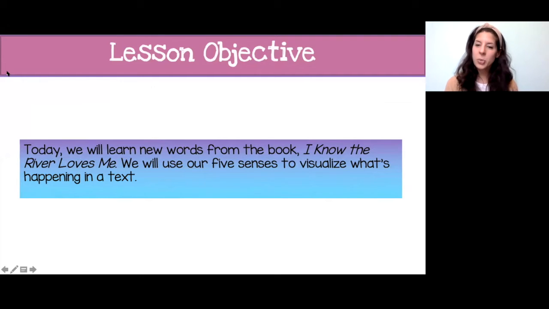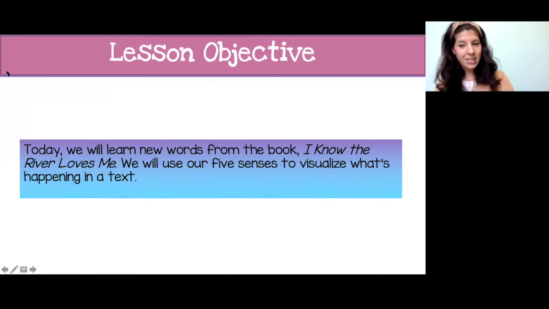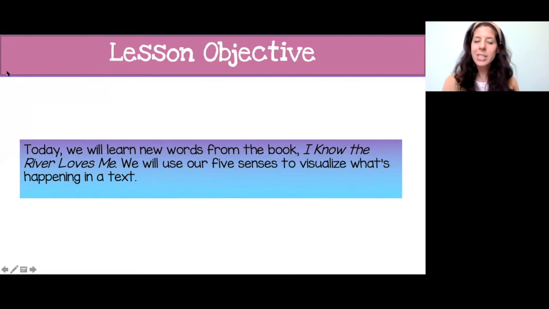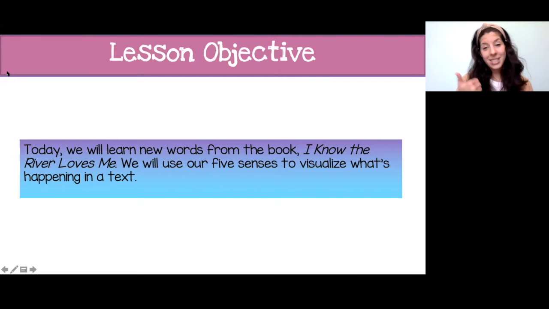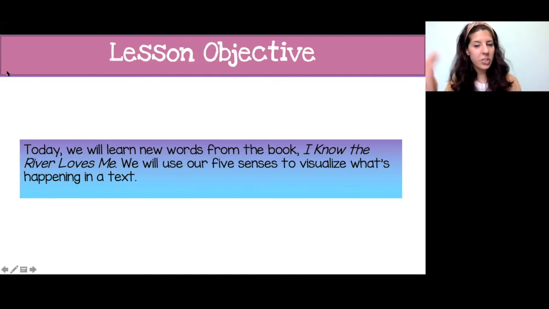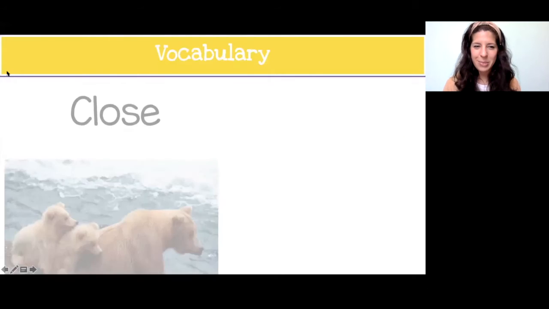Today we will learn new words from the book, I Know the River Loves Me. We will use our 5 senses to visualize or picture what's happening in the text. Let's go over our 5 senses just to remind ourselves. Sight, hearing, taste, touch, and smell. Those are our 5 senses, and we'll be using those today to visualize or picture what's happening in a text. But before we can do that, let's go over our vocabulary for this week.